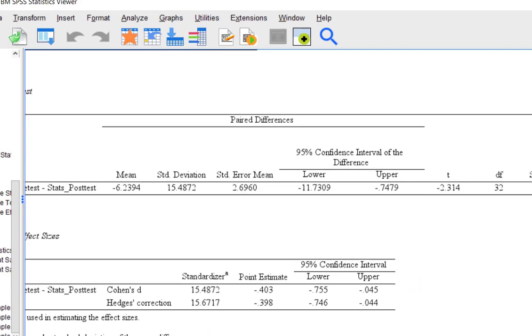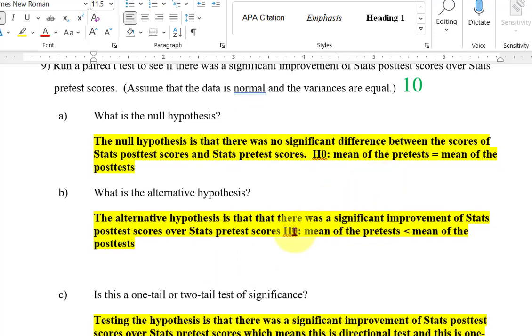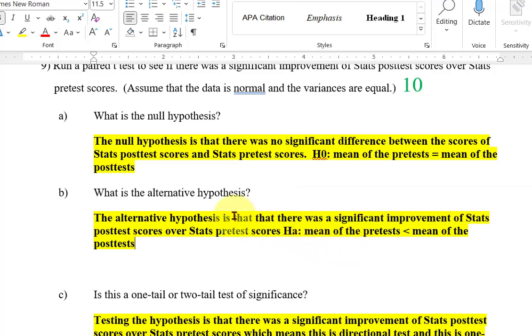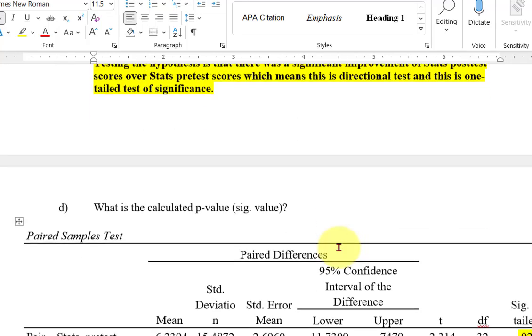Let's go back and answer those questions. Null is no significant difference between a pre and a post-test. And again, that should be an A. Sorry about that. And the alternative was the mean of the pretest will be less than the post-test mean. That's what they're trying to say here. And it is a one-tailed test because we are hoping that the post-test is greater than the pretest.